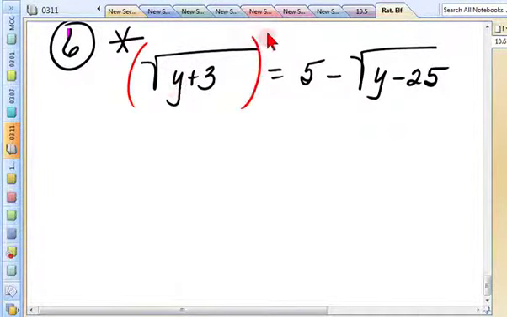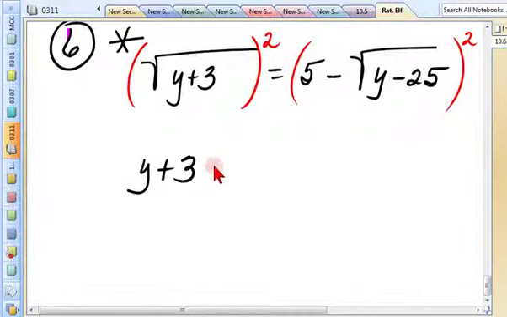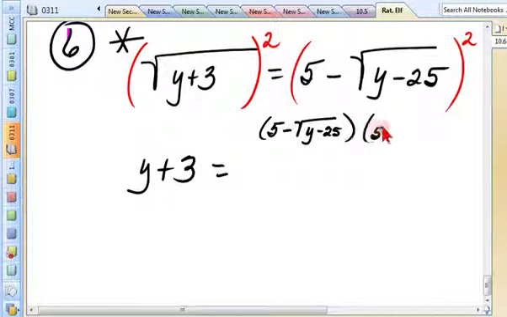So here we go. I'm going to square the left side, and I'm going to square the right side. Left side turns out pretty easy. I end up with y plus 3. Now the right side. You've got to treat it as a binomial. It's 5 minus the square root of y minus 25 times 5 minus the square root of y minus 25. I sure wish squaring binomials was as easy as multiplying conjugates, but it's not.